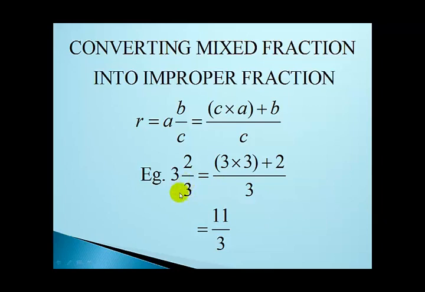We multiply the denominator of the fraction by the whole number. Then we add the results to the numerator of the fraction. Then we divide everything by the denominator of the fraction. That is how we convert mixed fraction to improper fraction.